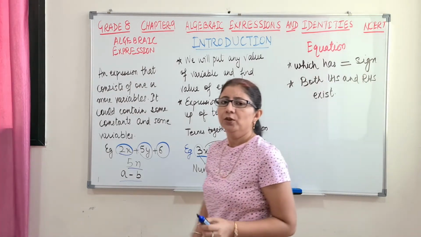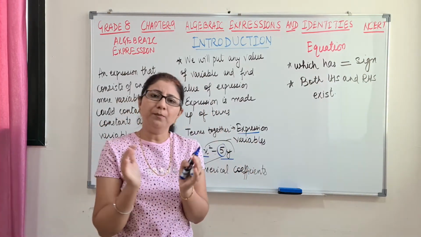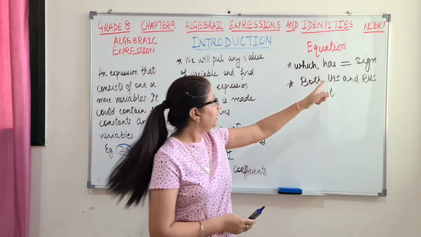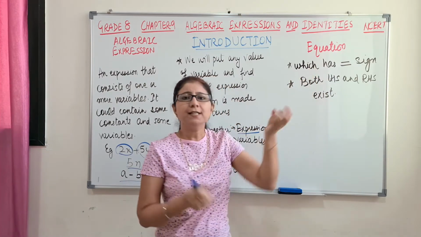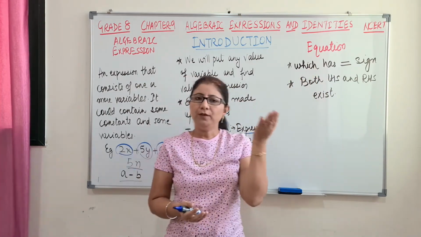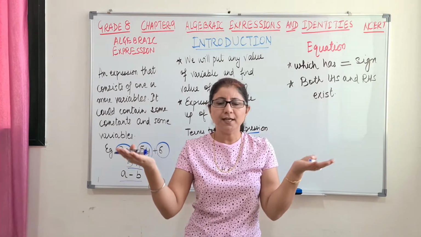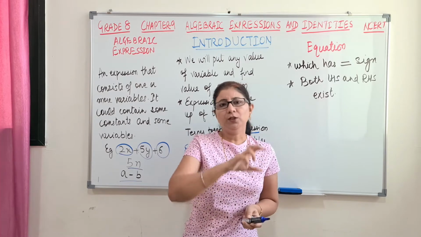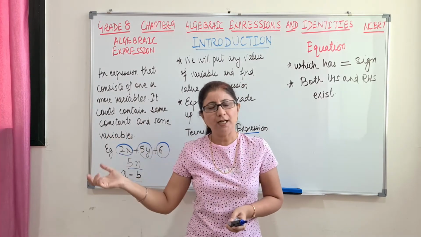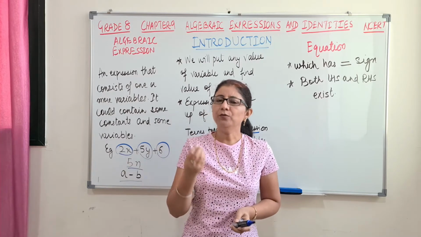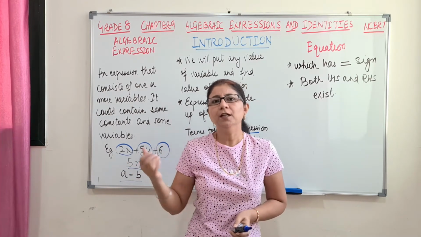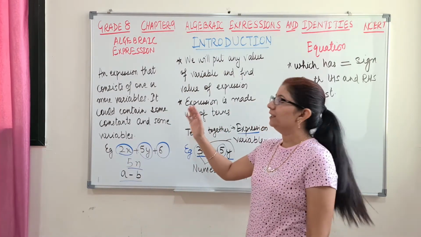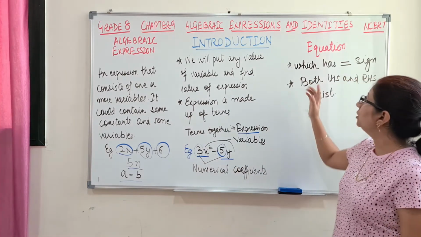See, in expression we have only different terms combined together but without an equality sign. So equation, as is clear from the name, means it has an equal to sign. That means we will have some left hand side, some right hand side, and both are equated together. So in equation we put one value and equate it to the other side of the equation. So in equation we have both left hand side and right hand side, but in expression we have only one side. Is it clear?